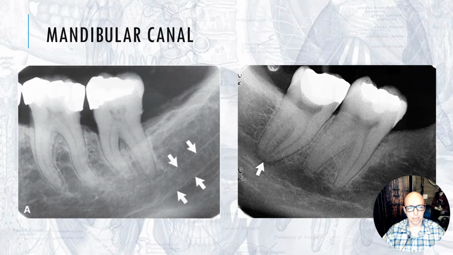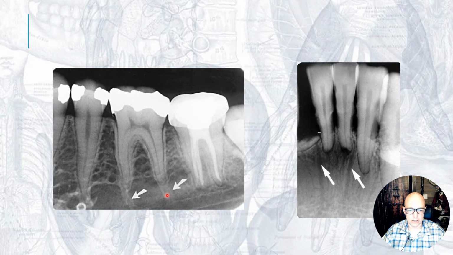So this is a good comparison to show two different appearances of the canal, one that's more opaque than the other. And here we see other little canals running superiorly into the apices of the tooth from the mandibular canal. We would just call those neurovascular canals, or a lot of times they call these nutrient canals, especially for some reason in the mandibular anterior. So I'm okay with either of those terminologies.